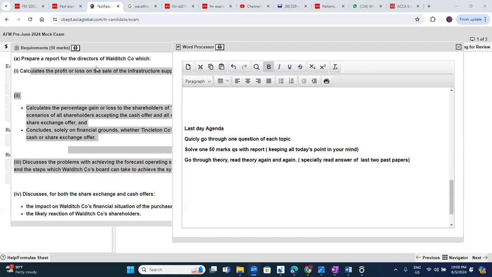Is this type of question much expected in question number one? It depends. Question number one can be tested from any area. This was just a mock, and this was not even written by the examiner.